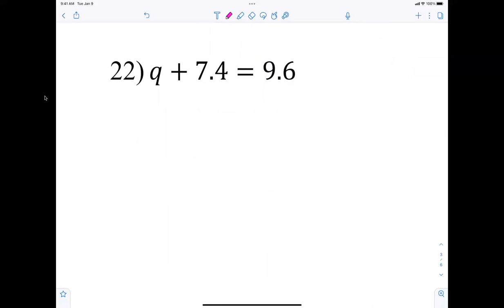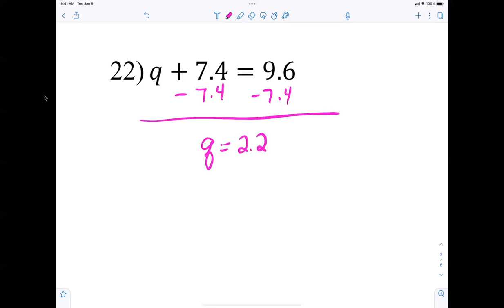What am I doing to both sides? We're undoing addition. Yes, subtracting. So what is that? Yes. Positive or negative? Yes. All right, come on. Guys, I'm trying to tell you, I can't help you if you don't tell me. All right, 2.2 is good.